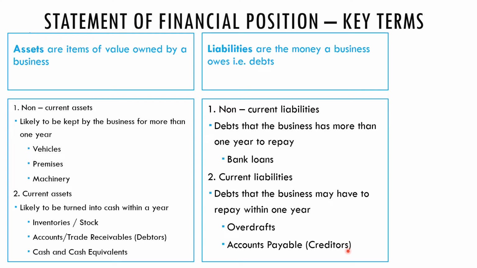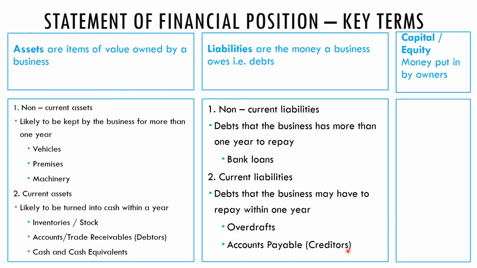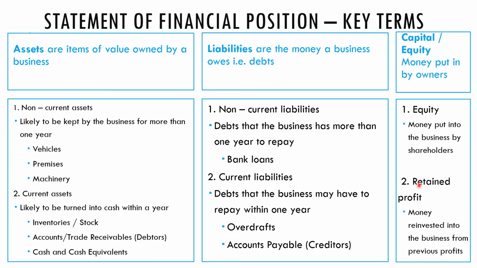The final term we will see is capital or equity, and that is money put in by the owners or the owners' shareholders' worth. So there's two categories here, two key terms we need to be aware of. First one is equity, that is money put into the business by shareholders, sometimes called share capital. And the second one is retained profit, and that is money that has been reinvested from previous profits the business has made. So we have a lot of key terms here to understand the statement of financial position, and these are quite technical terms. So it's worth making sure you have all these down accurately and you've spent a little bit of time just looking through them before we continue with this video.